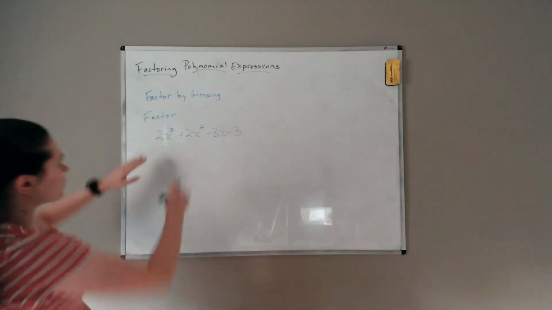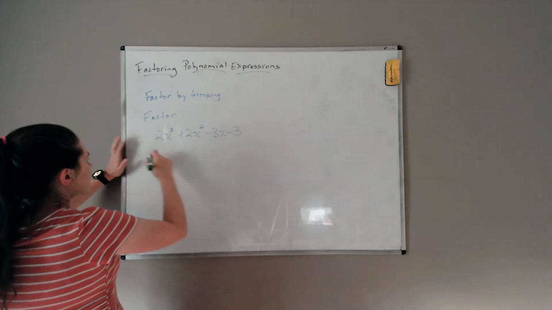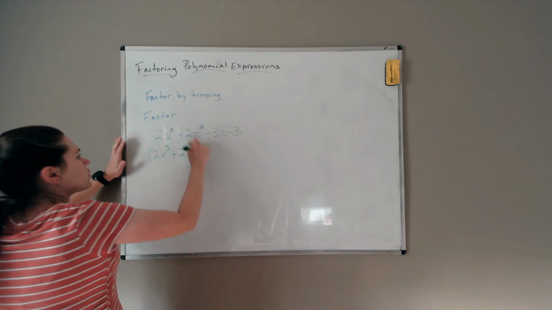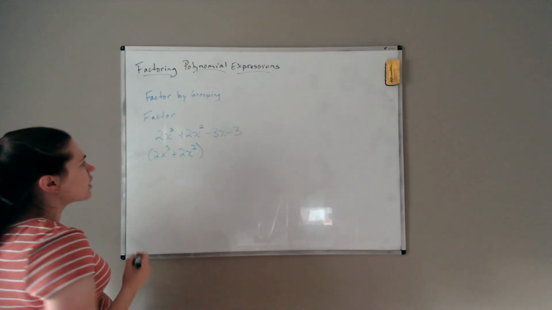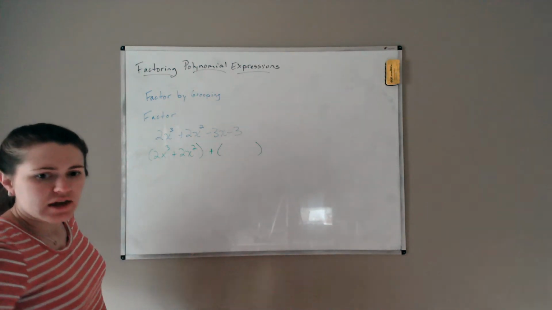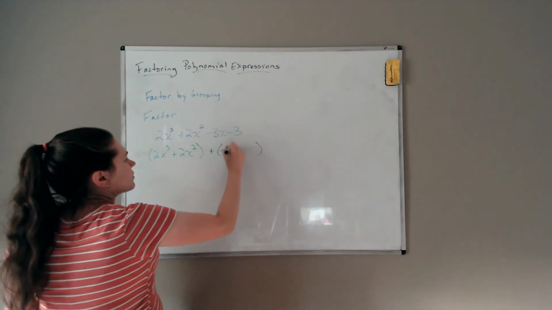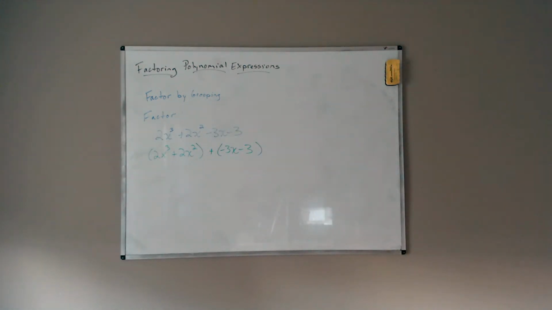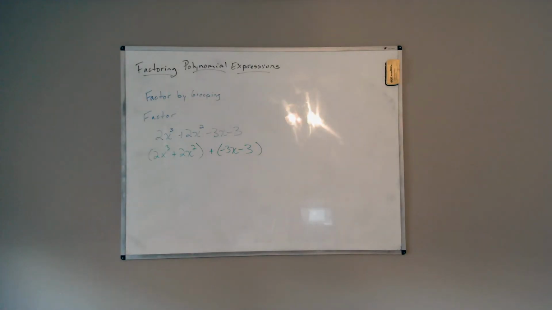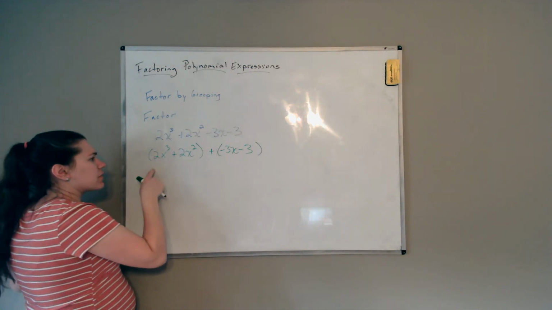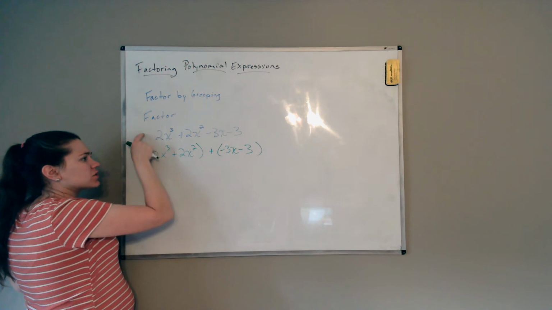So what we do is we group together, if there's 4 terms, we're going to group together the first 2. That's going to give us 2x to the third plus 2x squared. Okay? We're going to always, remember, always put a plus sign between. Then this is going to give us negative 3x minus 3. Okay? So now we take out the greatest common factor of each set of parentheses. We never change the value. This is the same expression as above, okay?